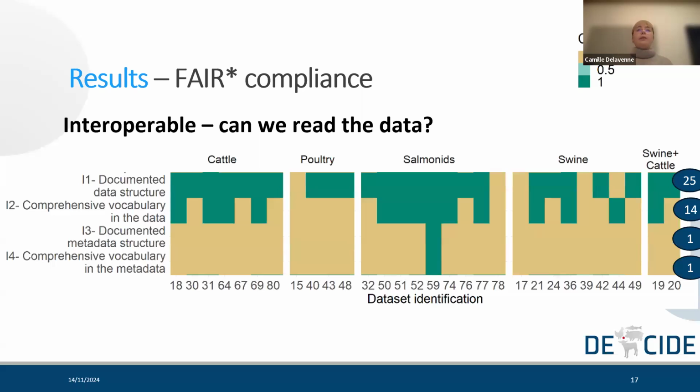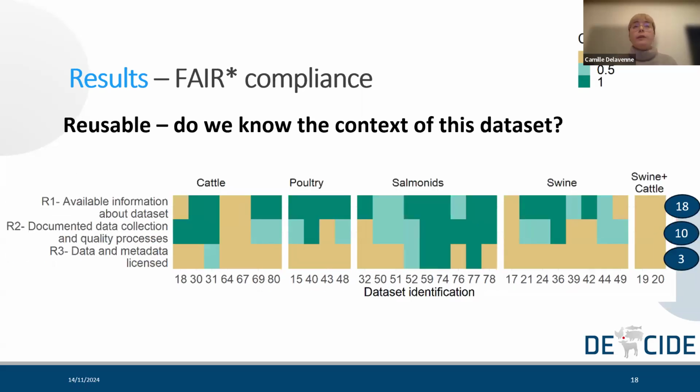Concerning the interoperability of the data sets, can we read the data? Can we understand it? We had documented data descriptions and data structures for 25 of the data sets, and comprehensive vocabulary for 14 of them, meaning that a person outside who had no previous information about the data set could understand what's happening because there was additional information with it. However, once we start talking about the metadata, both for the documents describing the structure and the vocabulary used, this was available in only 1 of the data sets. For the reusability of the data sets, so do we have the context of the data set and the right to reuse it? Additional information about the data set was fully available in 18 of the data sets.